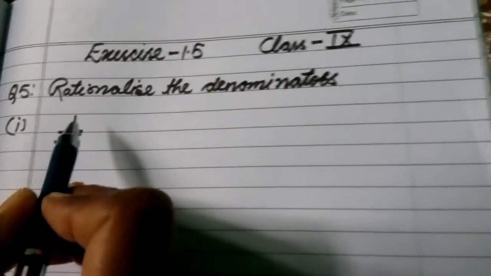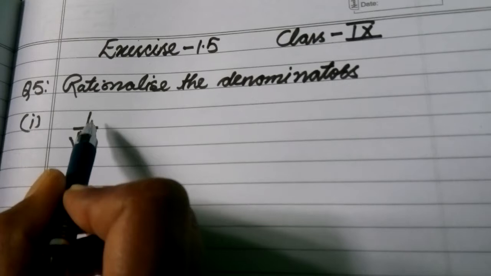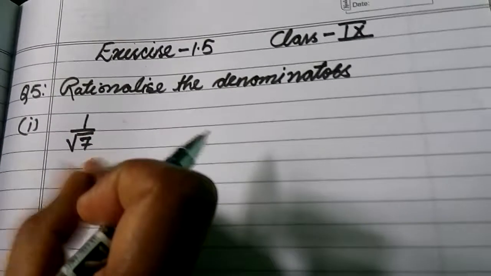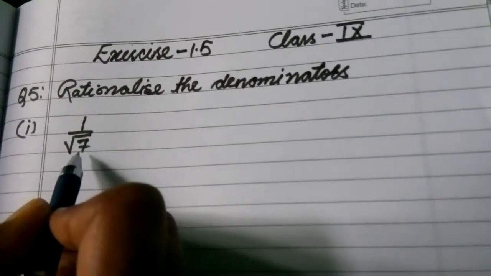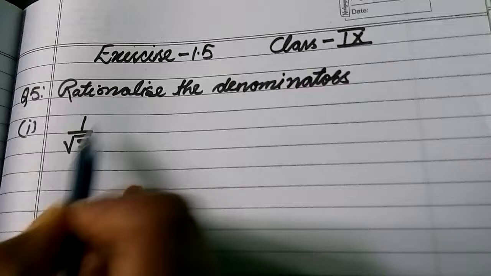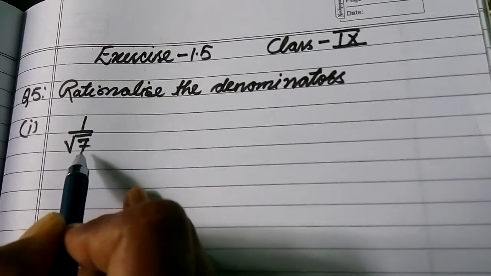Hello बच्चों, let's do question number 5. Rationalize the denominator. Here the question is given as 1 upon root 7, and you know that root 7 is an irrational number, and when we divide the rational number 1 by an irrational number, the result is irrational. What we have to do is rationalize, make this denominator a rational number. And how can we do this?